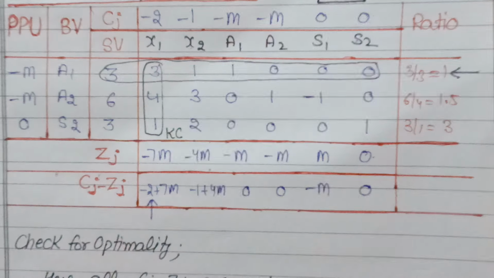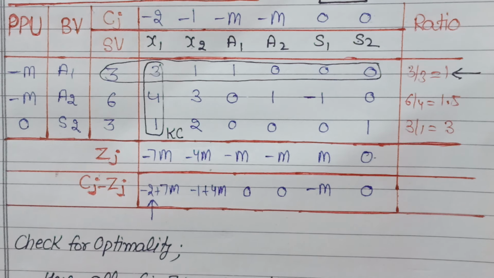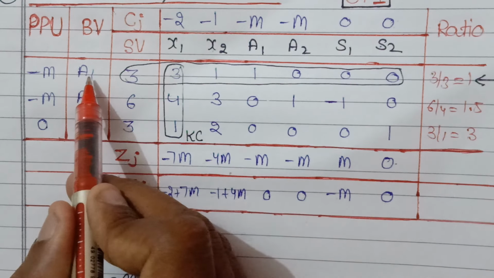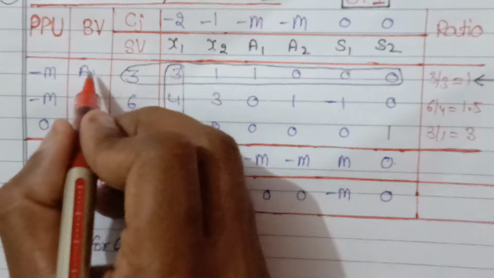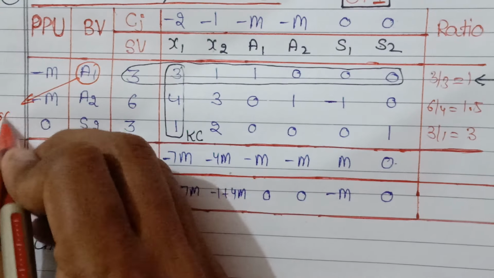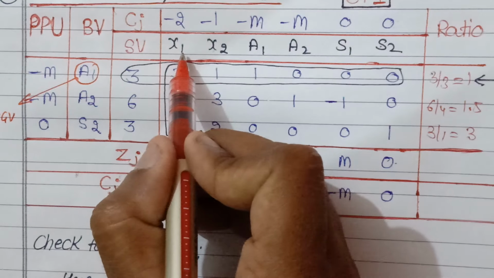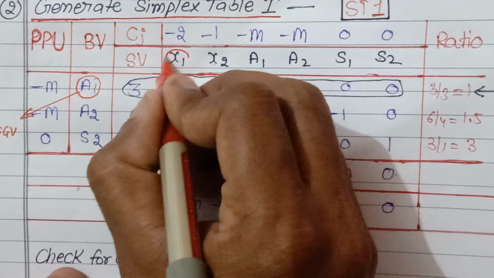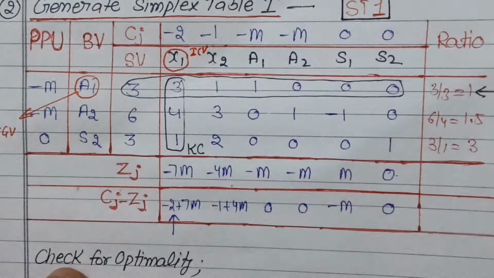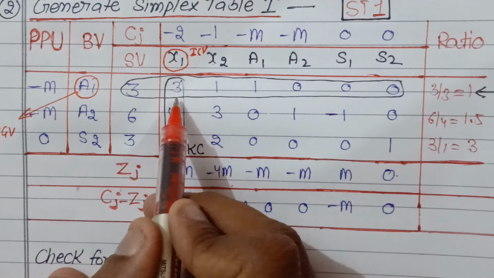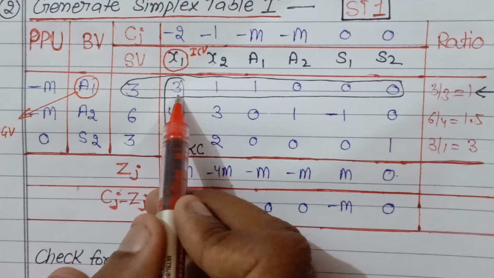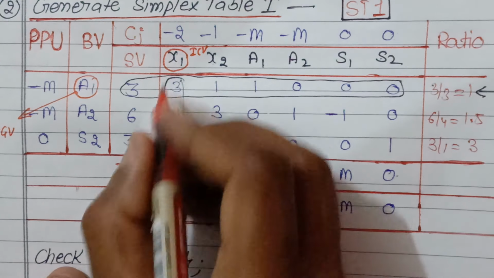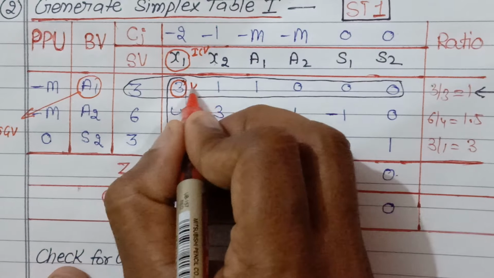Okay, now we have to check the variables for the key row and the key column. Here you will see that this A1 is the variable against the key row, so this will be the outgoing variable, and this x1 is the variable against the key column, so this will be the incoming variable. Okay, and after all of this, we have to find the key element. Here you will see that this 3 is available at the intersection of the key row and key column, so this 3 is now the key element.